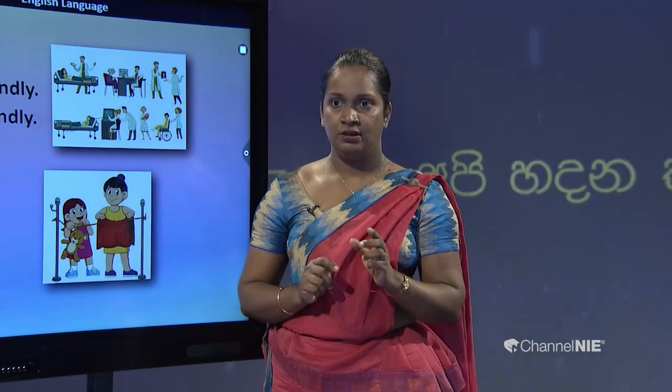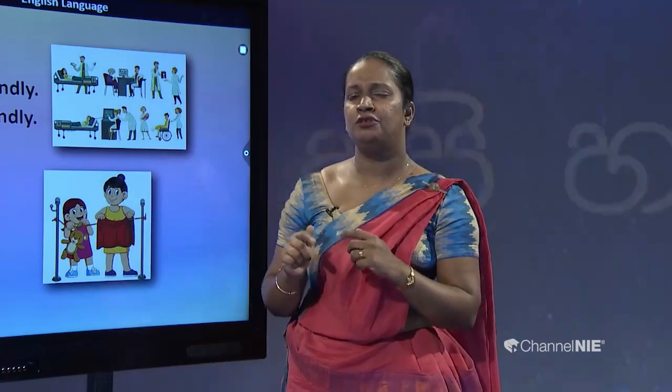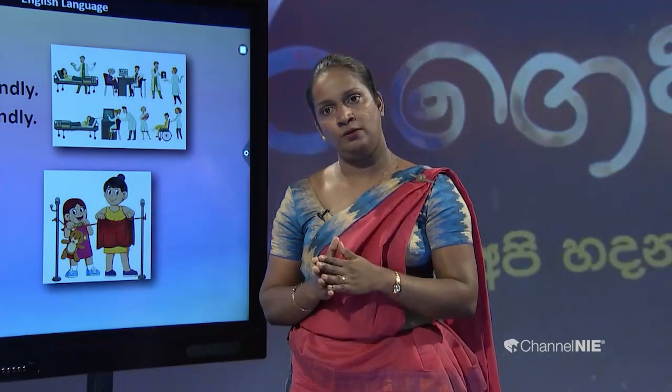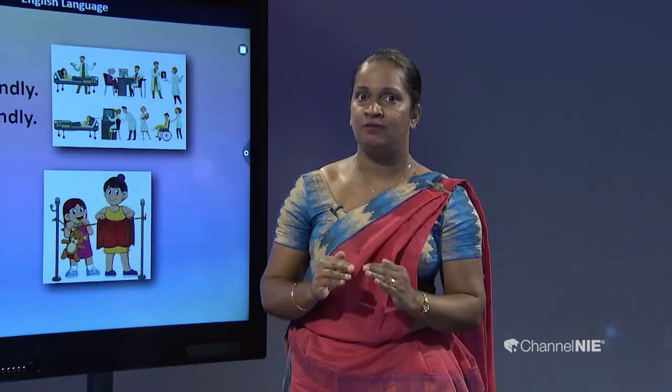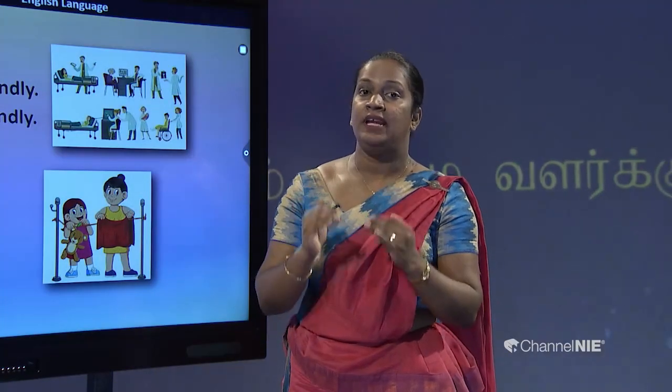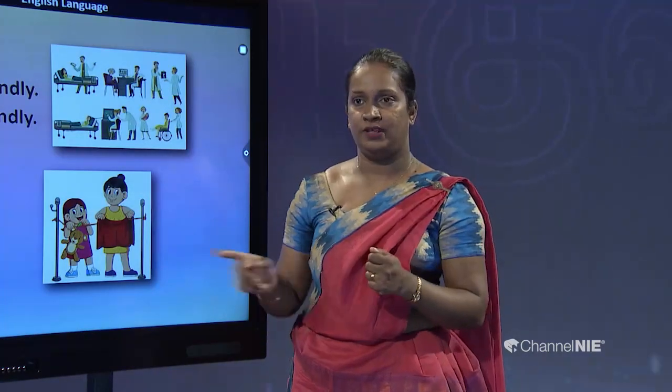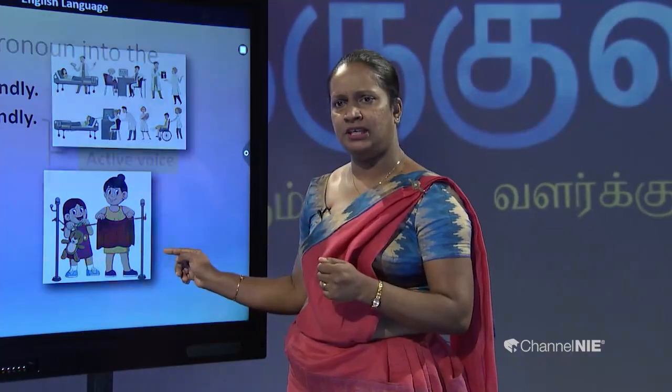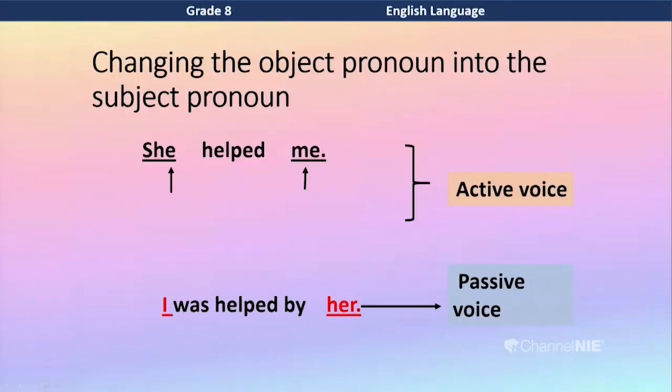Dear children, what happens if you get a pronoun in the active voice sentence when we are making the passive voice? Are there rules that we need to follow? That is our focus. Changing the object pronoun into the subject pronoun. That is the second step that we are following. Miss Chamari, can you read this sentence, please? She helped me.